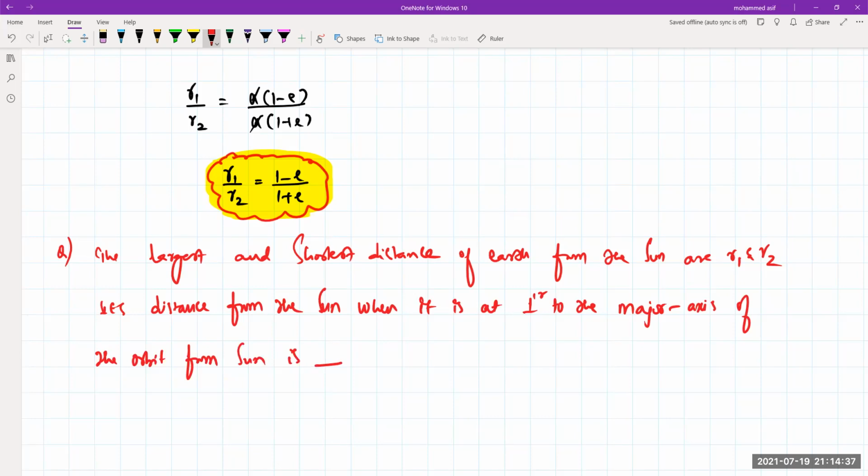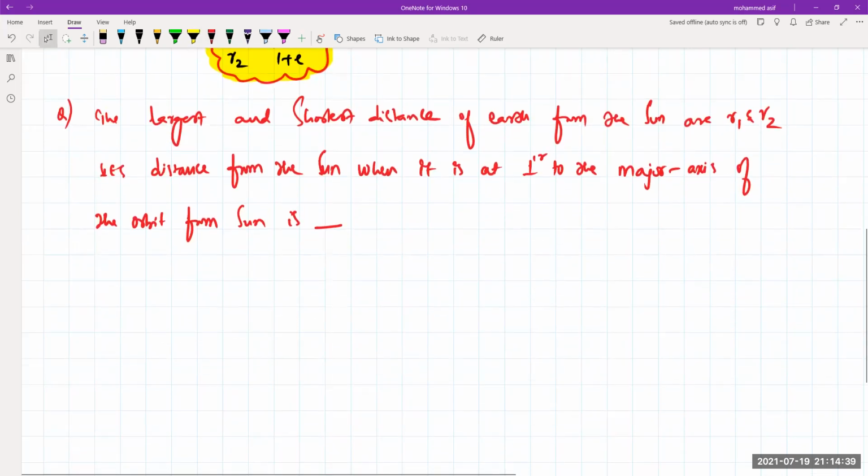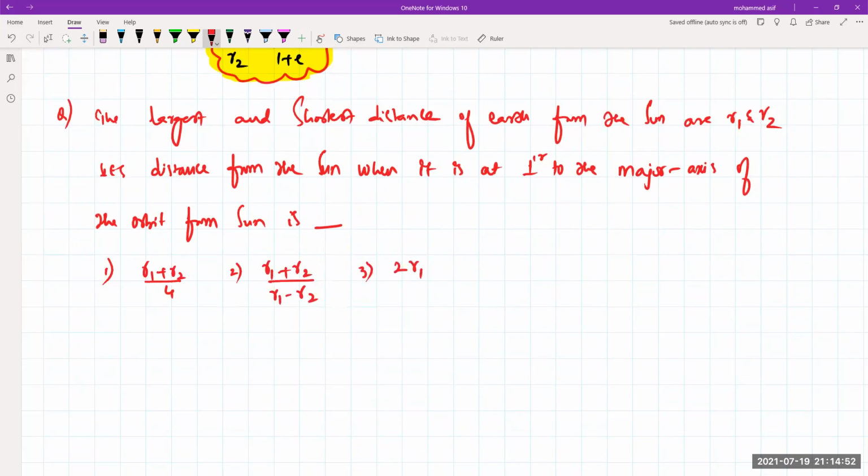Okay, I'll give the options for this one. Try to read the question. Very good question, beta. First option is (R1 + R2)/4. Second option is (R1 + R2)/(R1 - R2). Third option is 2 R1 R2/(R1 + R2). And fourth option is (R1 + R2)/3.